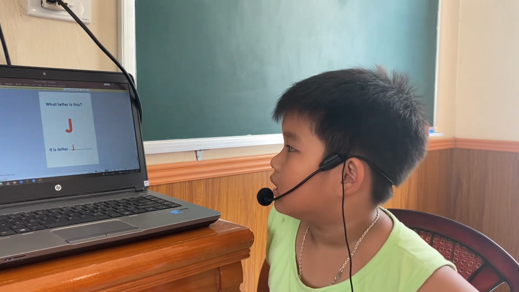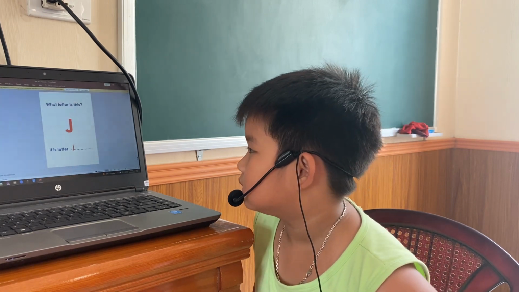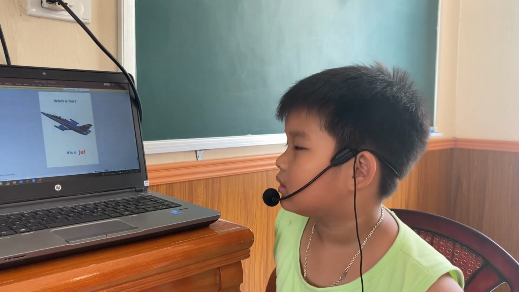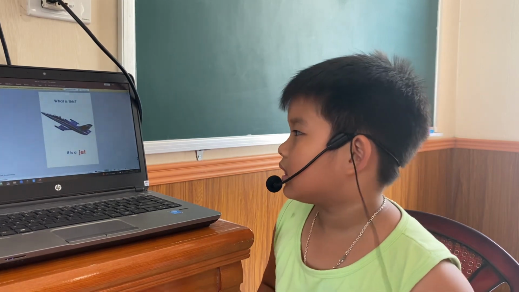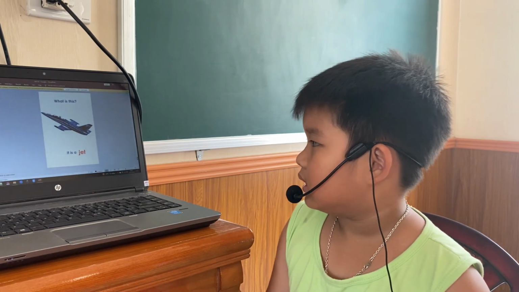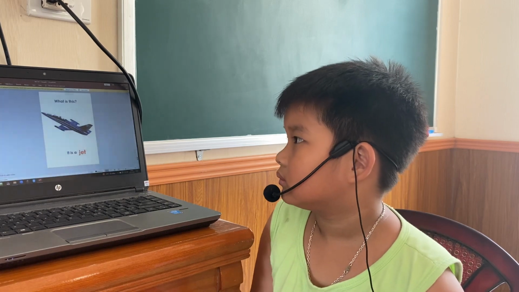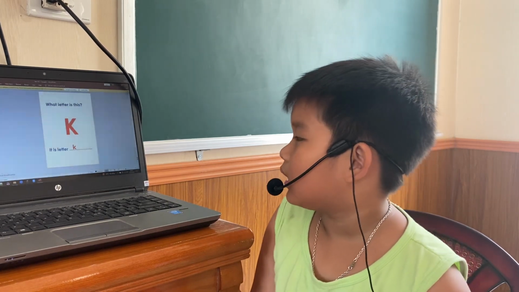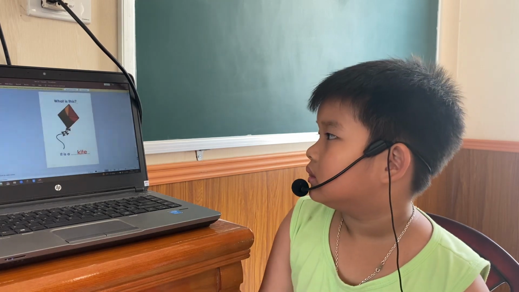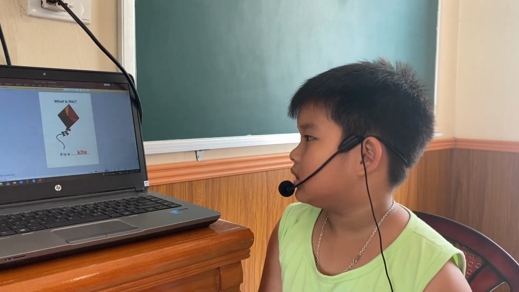What letter is this? J. J. What is this? It's a jet. What letter is this? It's letter K. Yeah. What is this? It's a kite.